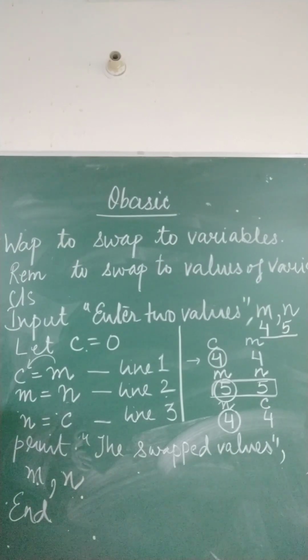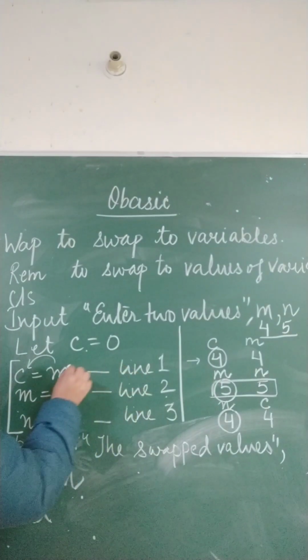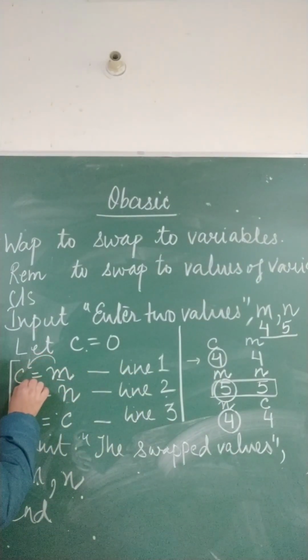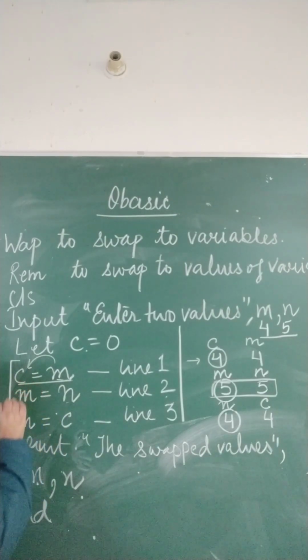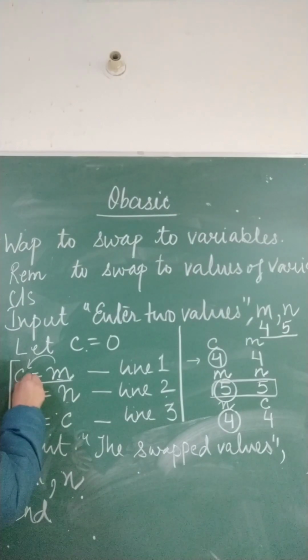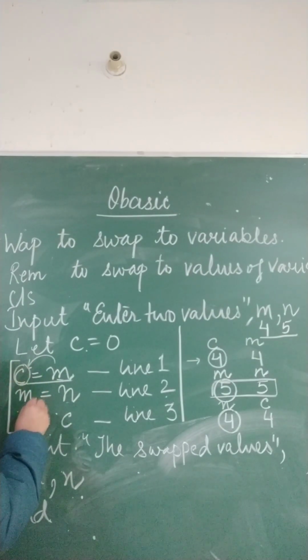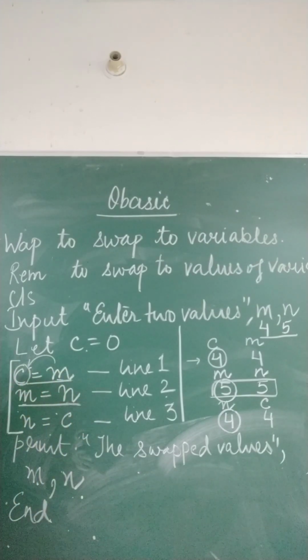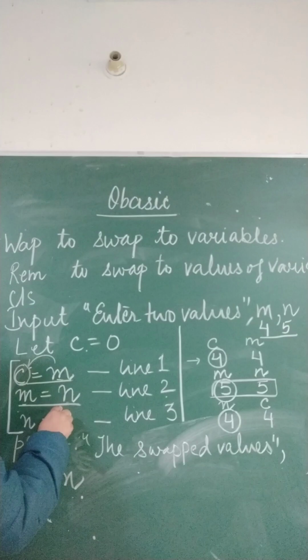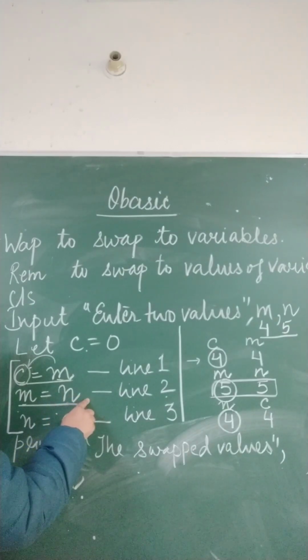I repeat. See, from here, this is a particular logic to swap the values. In line number 1, whatever value m is having, it is going to store to c. And the copy of m is already created. Now, since the copy of m is already created in c, we can override this m. We stored the value of n in m, that is, we overrode m with the value of n. So the first exchange happened here at line number 2.